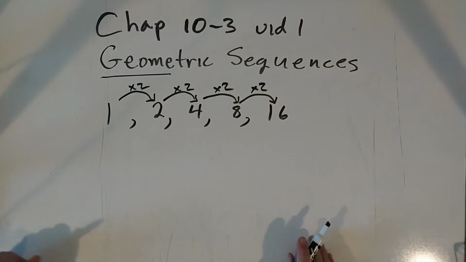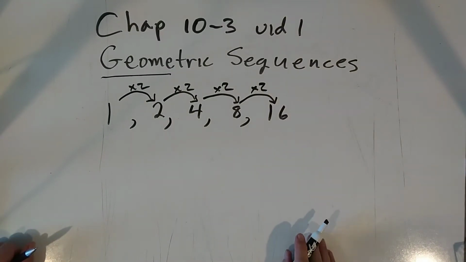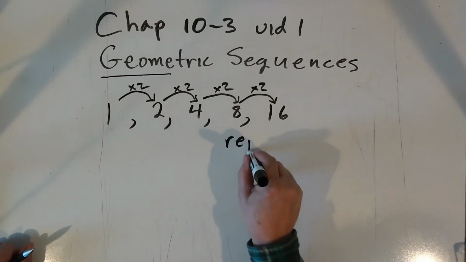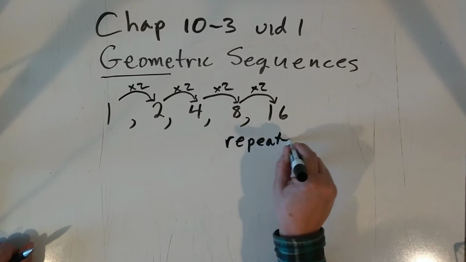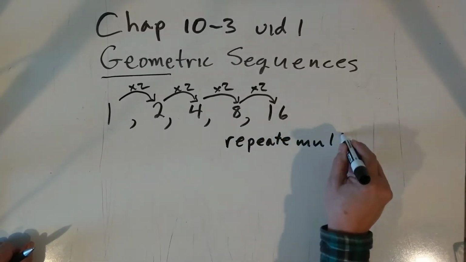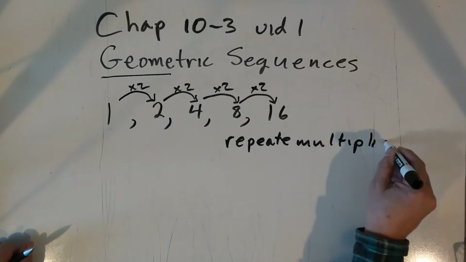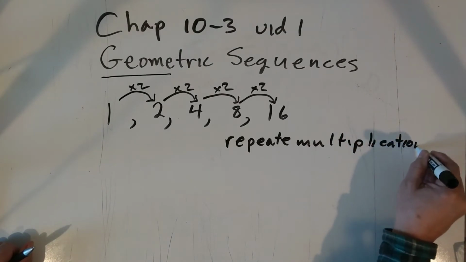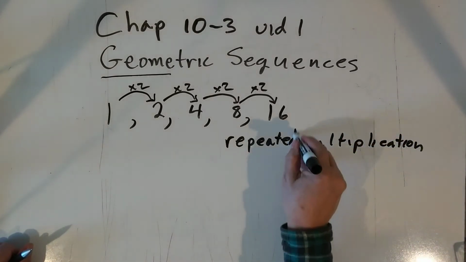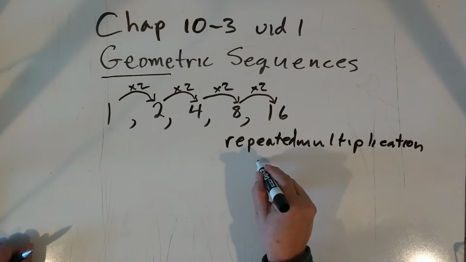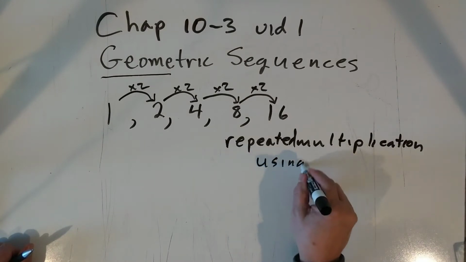So geometric sequences, we have repeated multiplication. That's done by using exponents.